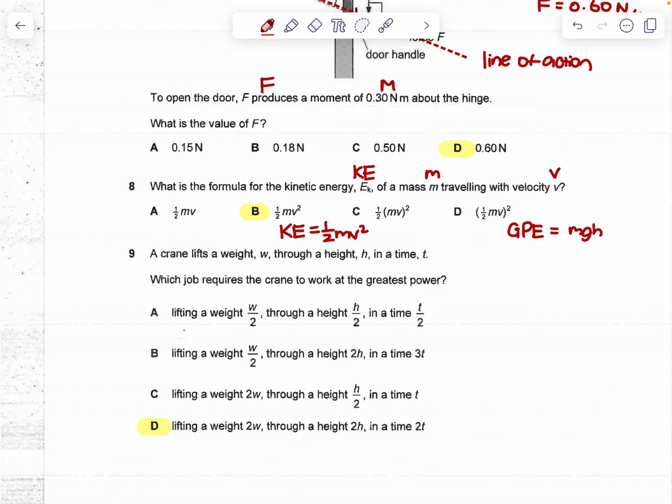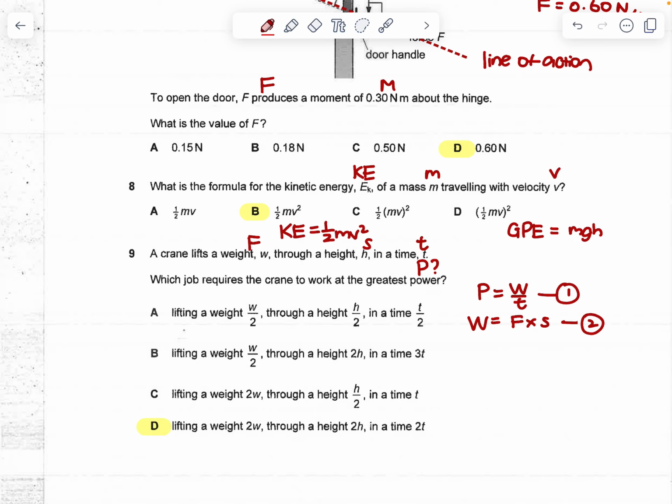Okay, question 9. A crane lifts a weight. So a weight is a force, small w, through a height h, which is the displacement, in a time t. The job requires the crane to work at greatest power, P? So we know the first formula, P equals work done over time. It's equation 1. Work done equals force times displacement, small s.